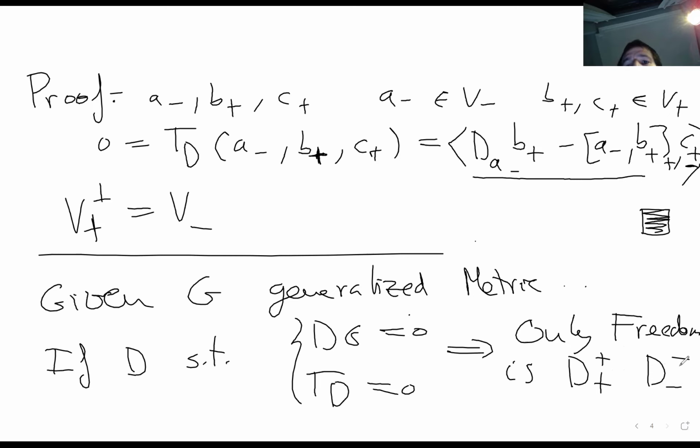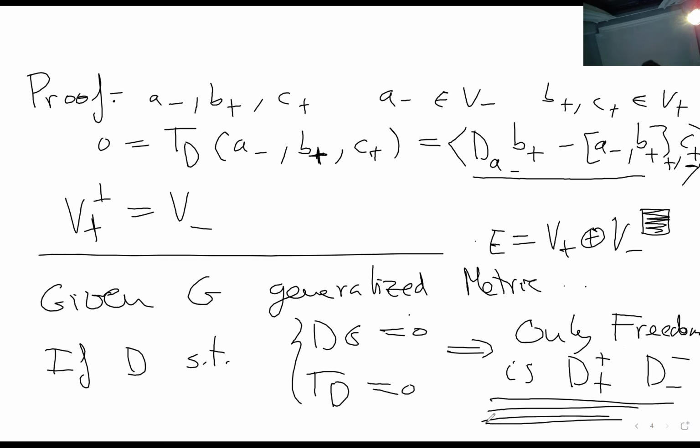So whenever I have a generalized connection, since I have a splitting of E into B plus and B minus, and a generalized connection enables me to take derivatives with respect to any element in E, then I have four operators. Either I take derivatives of B plus with respect to B plus, B minus with respect to B minus, or B plus with respect to B minus, or B minus with respect to B plus. Okay, so the only freedom is in these pure type operators.